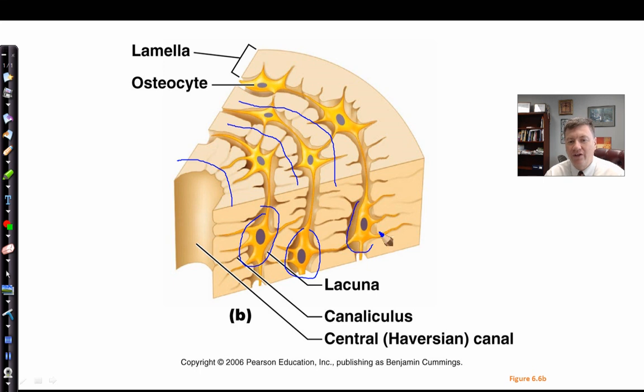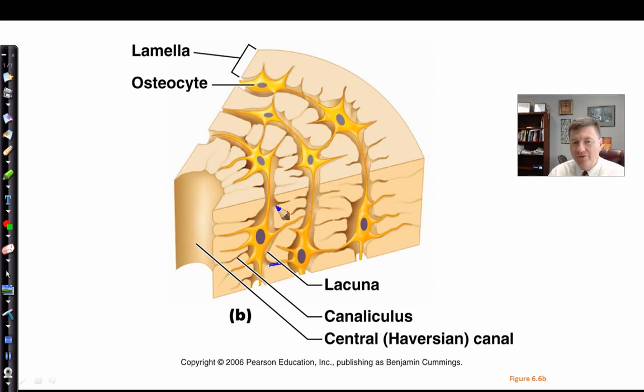These are lacunae, and who lives in the lacunae but osteocytes? Remember, osteocytes are mature bone cells that kind of got trapped in the matrix. Here's where they live. So to me, in my own world, bone is a big apartment building, and these are the individual apartments, and the osteocytes live in the lacunae.